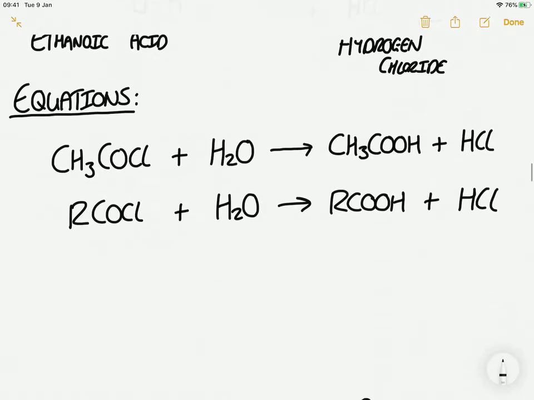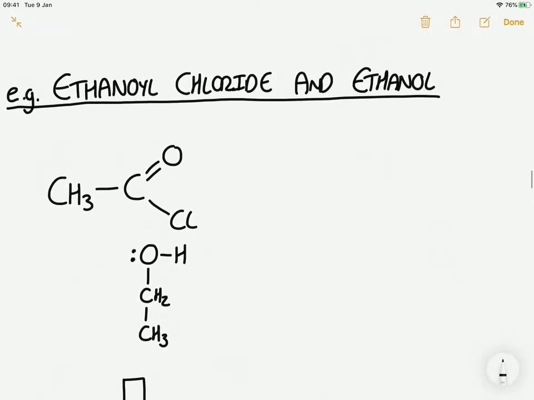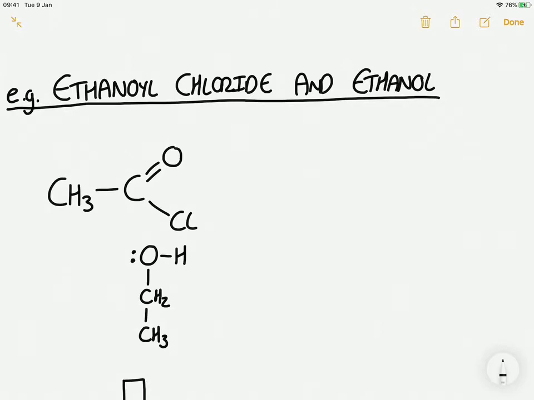So then, here's our next example. Ethanoyl chloride and ethanol. So this time we're keeping the acid chloride the same, and we'll do that for all these examples, but we've changed the nucleophile out from water to an alcohol. Pause the video, copy the structures, do 2 curly arrows.